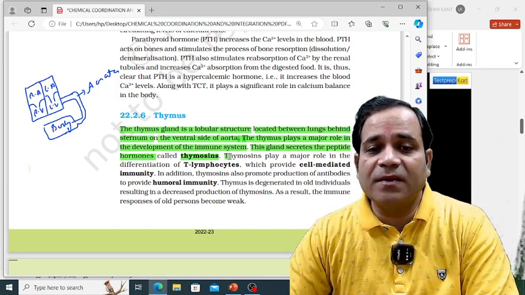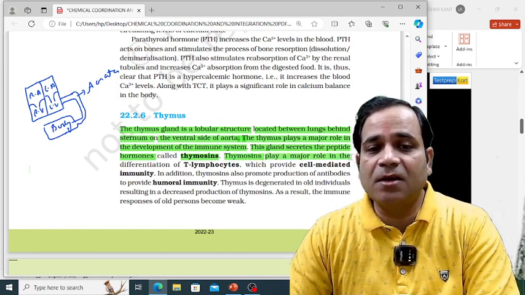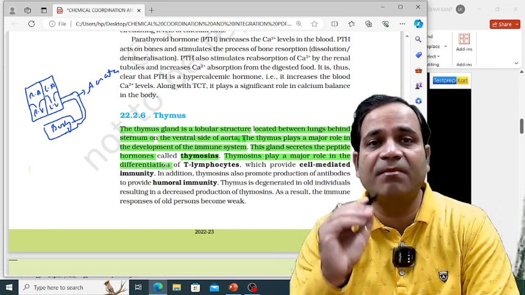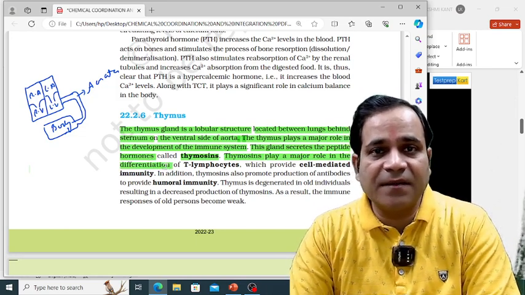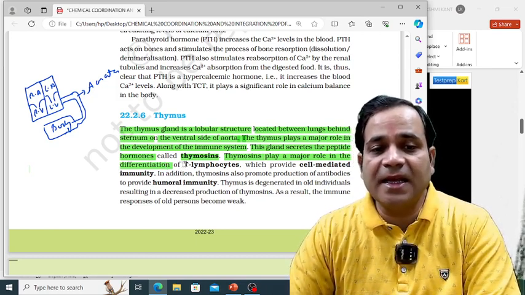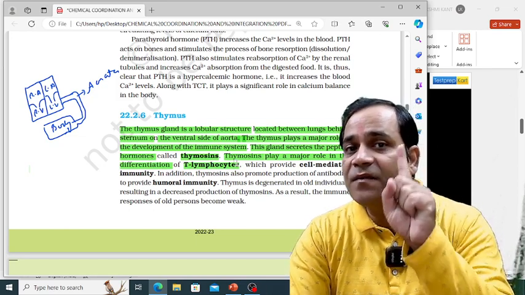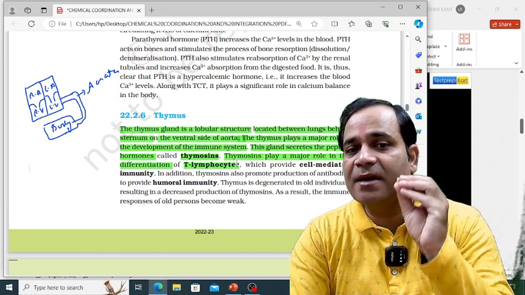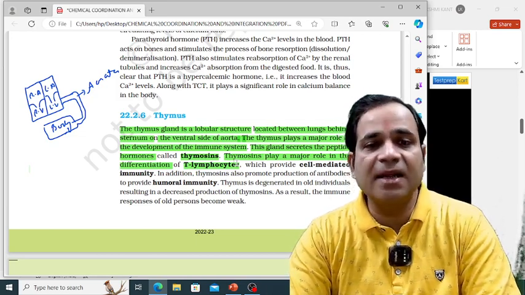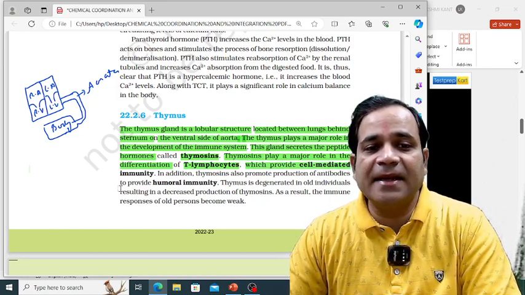Thymosin, what is the role of thymosin? If anybody asks you, then what do you say? Thymosin plays a major role in the differentiation. What does differentiation mean? That is the maturation of which cells? T lymphocytes. And you all know that lymphocytes are of two types: B lymphocytes and T lymphocytes. So here the major role of thymosin is in the differentiation of T lymphocytes, which provide cell mediated immunity.